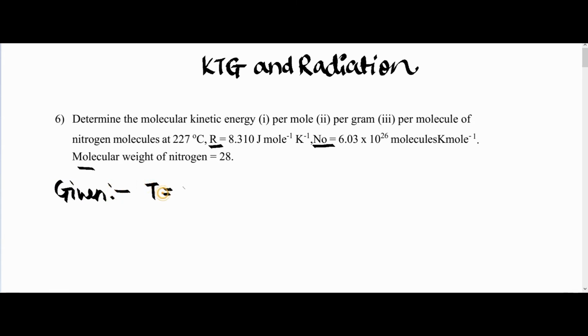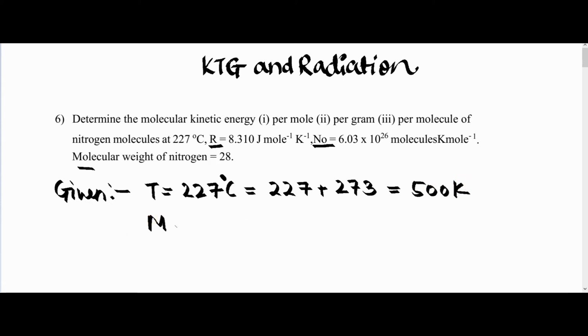Capital T is equal to 227 degrees Celsius. In kelvins it is 227 plus 273, which is equal to 500 kelvins. Molecular weight is equal to 28 grams, usually it is in grams, and in kgs it is 28 into 10 raised to minus 3 kg.